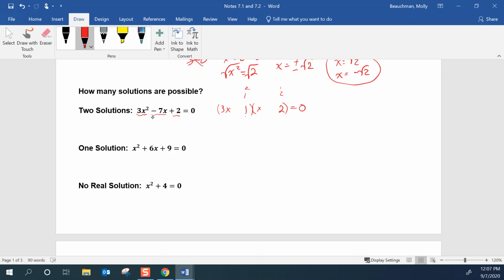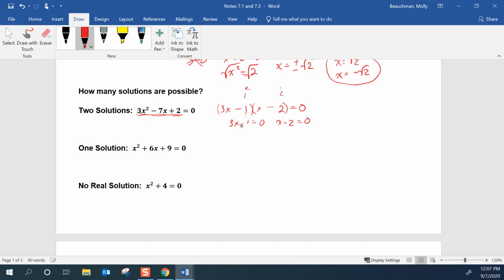The middle term is negative. The 2 is positive. So both of these will have to be negative. And if you're not quite sure, multiply it out to make sure that it equals this. So we're okay. Once you figure out how it factors, take each individual factor and set them equal to 0.